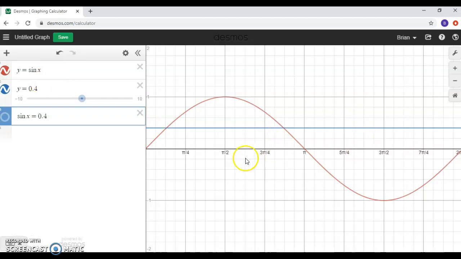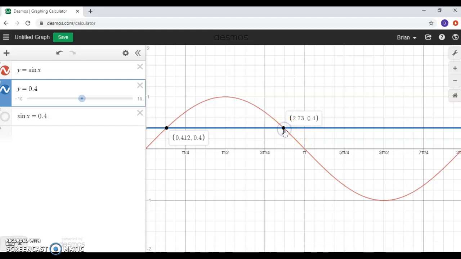Just like we were looking before, my window's all set, ready to go. I'm looking from 0 to 2 pi. And so I'm just going to find the points of intersection here. I've got 0.412 is one of my solutions. And I also have another solution here at 2.73. And I can try another one.